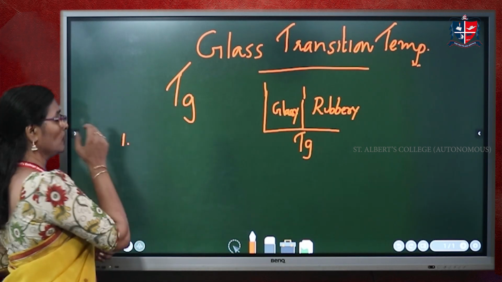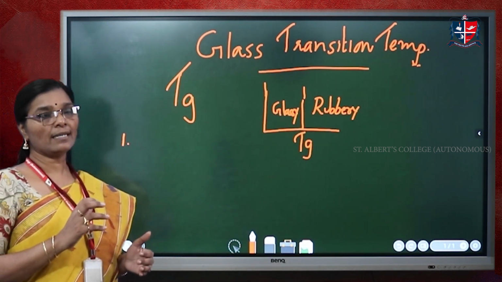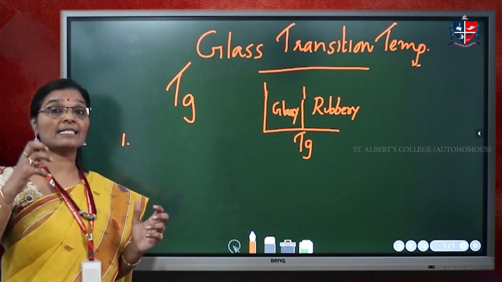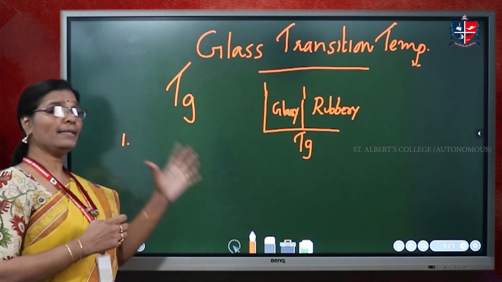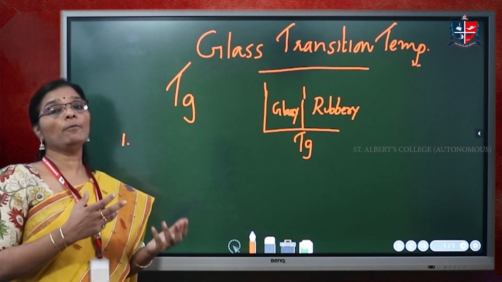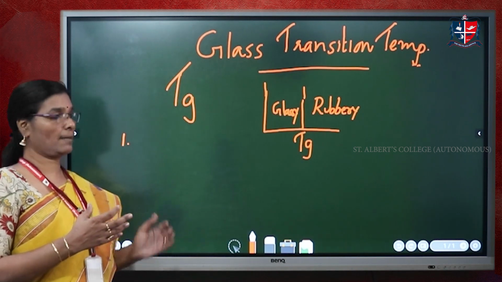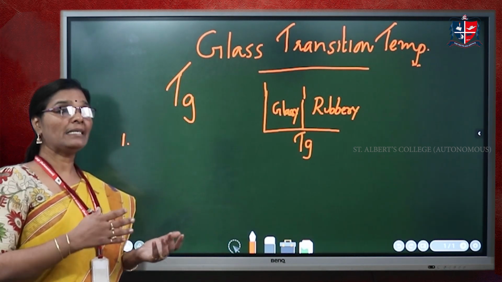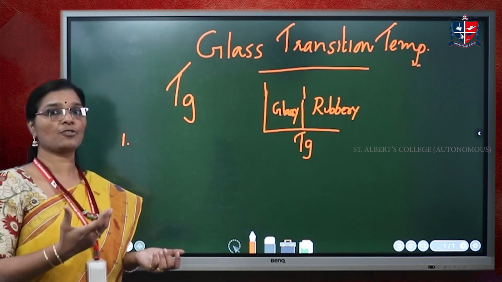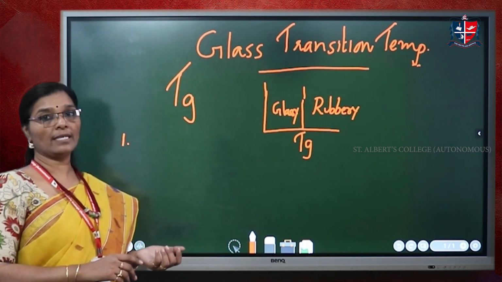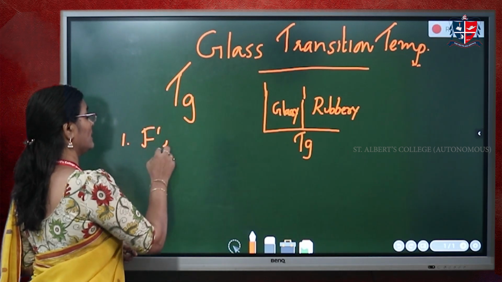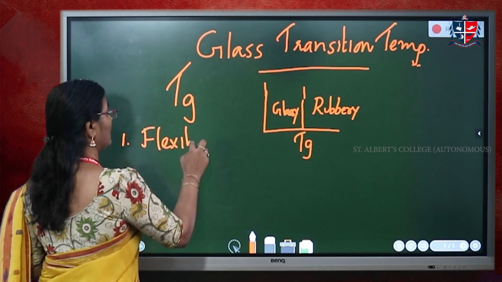The first thing: in the rubbery state the polymer has some freedom of movement, and in the glassy state all the molecules are closely packed and the freedom of movement is restricted. So, whatever parameters increase the freedom of movement of a polymer chain will affect the value of Tg. Flexibility is one parameter.